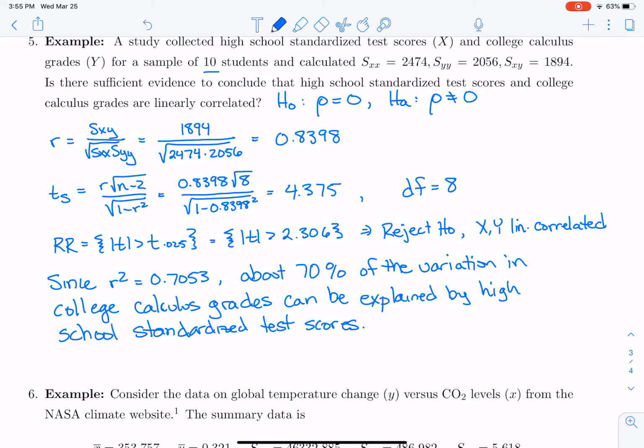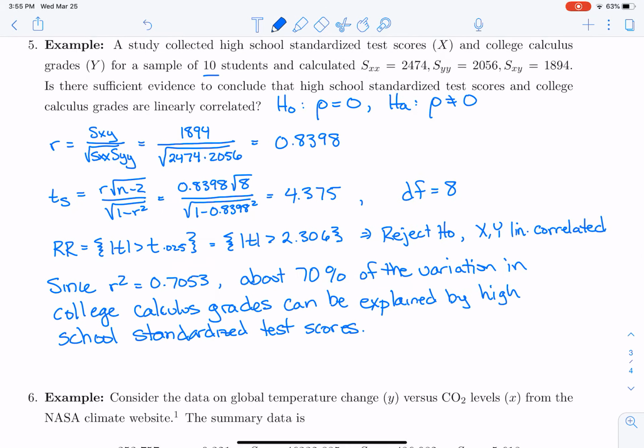So that gives us an understanding of what r squared is telling us. There's going to be variation in college calculus grades, but what's causing that variation? Well, we're saying that 70% of the variation is explained from the high school standardized test scores. So I doubt this is something like SATs or ACTs. Maybe this is something like the AP Calculus exam.